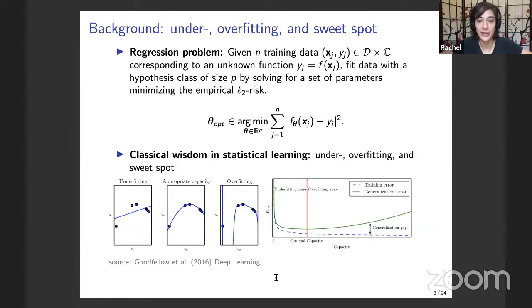So there's some sweet spot, appropriate capacity, as in this classical risk bias curve here. There's a sweet spot which you could find by, say, cross-validation, where the training error is pretty small, and the generalization error, or how well the function fits new data points in the future, is about as good as it can be.